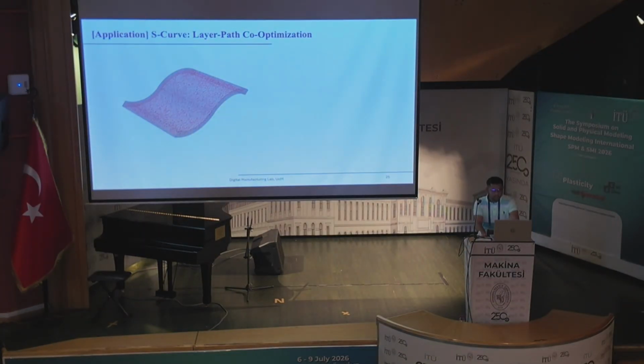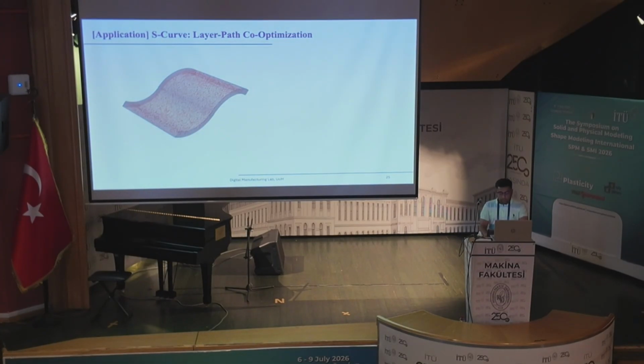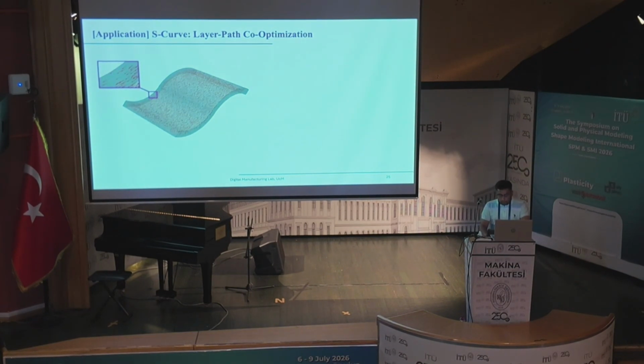So next, coming to the other stage, an application of how we can do tool and layer path co-optimization. Here is an example of an S-shaped bracket structure, and we have a field which is conformal to the top and the bottom layer boundaries.